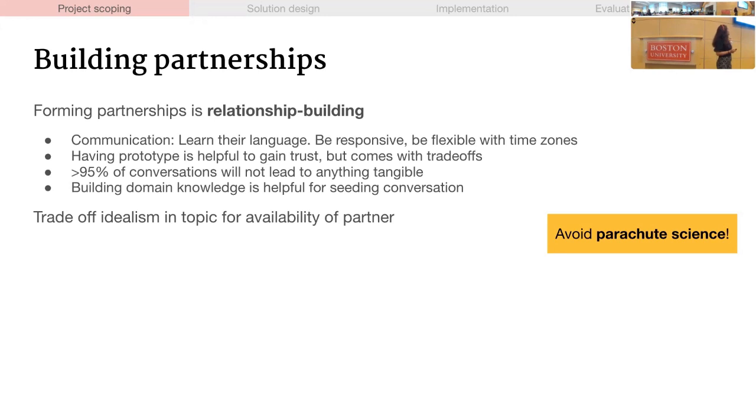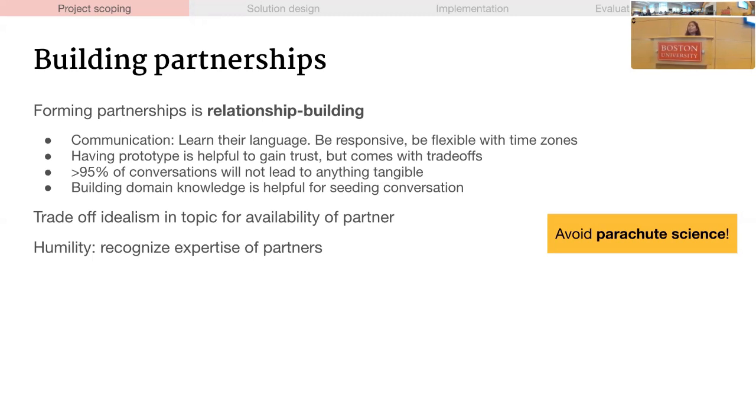I recommend navigating this trade-off of idealism in finding a perfect topic, trying to understand what is the most important problem, versus availability, because it's often much harder to find a partner who is ready and excited to work with you. So if you have something that's important, but not necessarily the most important problem, I recommend going for that route instead of just searching through many other things.